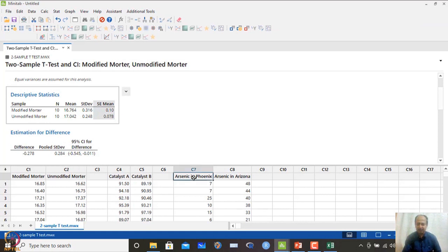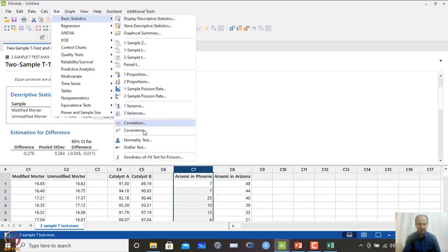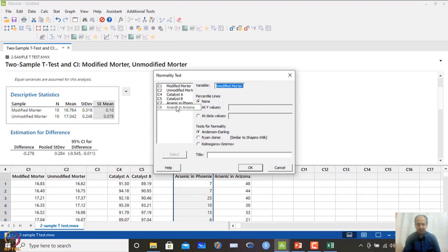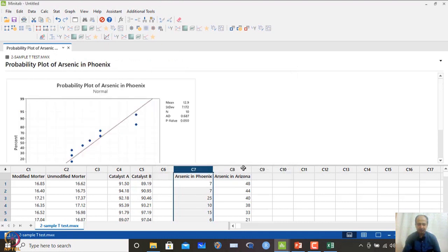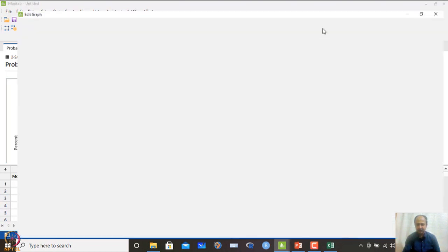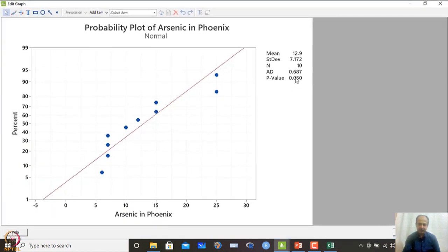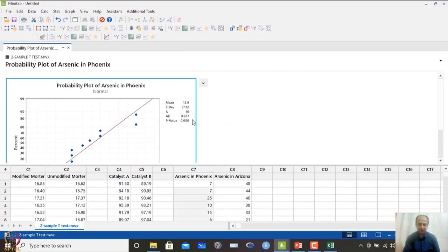We can take another example, given over here: arsenic content in Phoenix, whether it is different from arsenic content in Arizona. This is another example where we can see which test to adopt. In this case, we check whether the basic assumptions hold true or not. We will go for Phoenix and try to do the testing over here. It is just on the line, that means the p value is exactly equal to 0.05. So we may consider that this is not greater than this one, so the assumption holds.